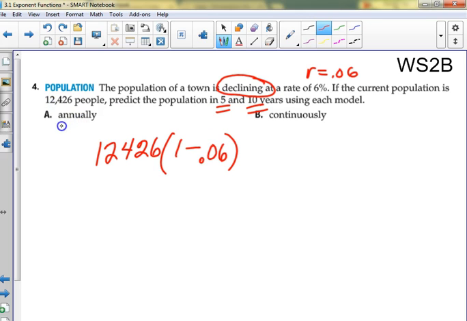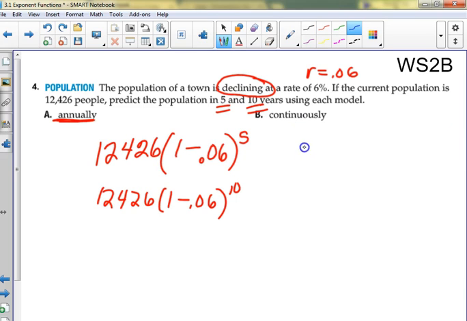If it's decreasing annually, so that's this. It's just going down every year. So you would need a 5 and a 10 for both answers. This has two answers. And what are you going to do when it says continuously, though? Yeah, except you got to be careful. What's happening?